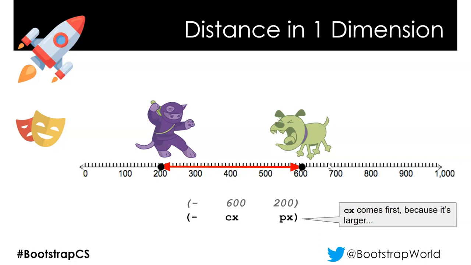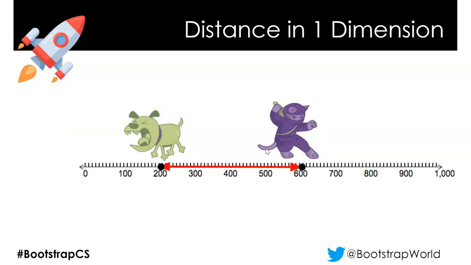Before you learned about negative numbers when you were in elementary school, we said the bigger one has to come first, and then you learned about negative numbers, and then the order matters. But in distance, if we want to know how far away something is, it's always positive numbers, right? The bigger number comes first if we want to get a positive answer out.